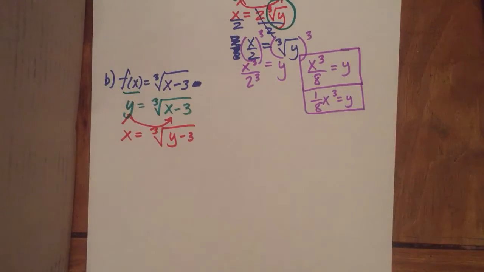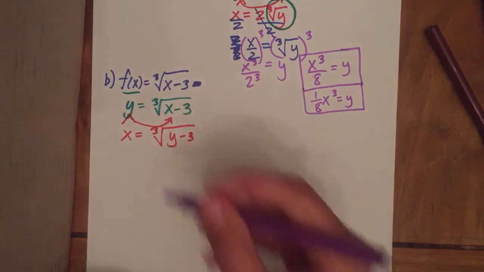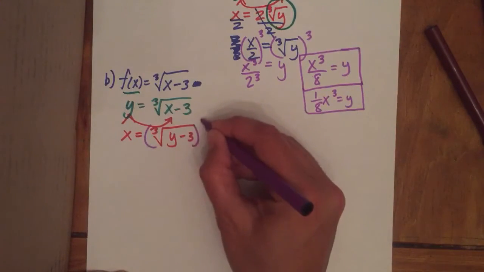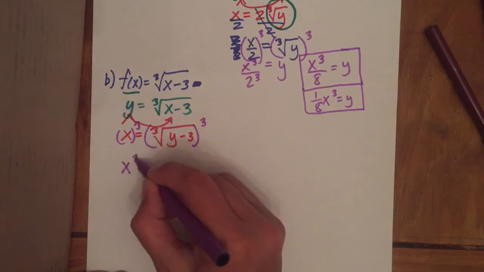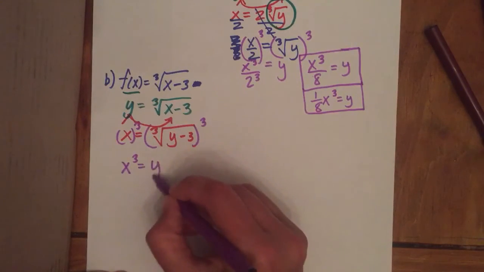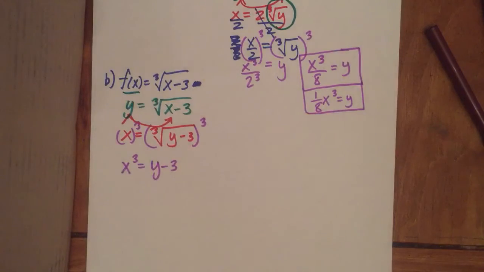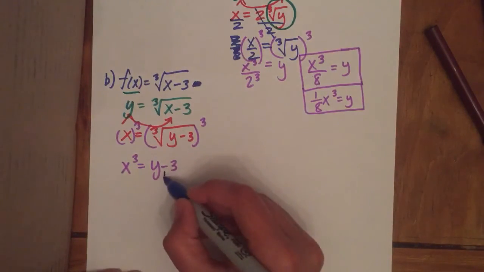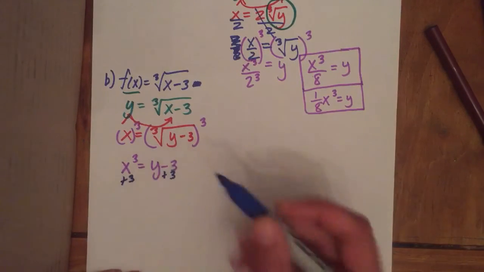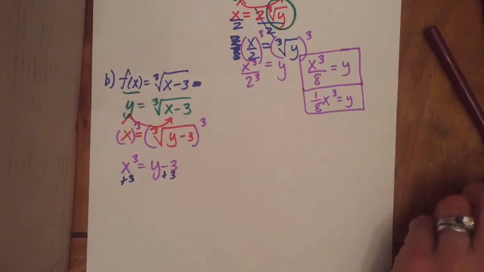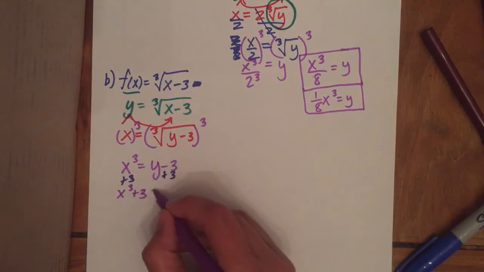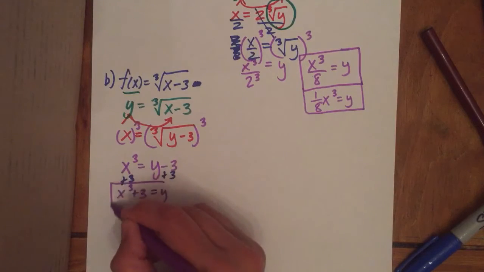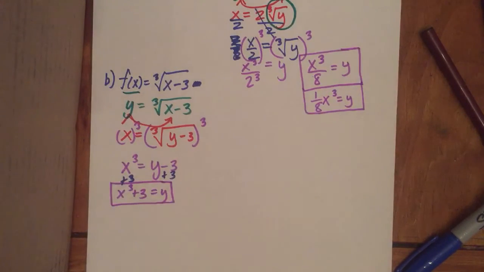So what we're going to do is cube both sides because we want to get rid of that cube root. The way to get rid of the cube root is to cube. So x cubed on this side and y minus 3 on this side. So my last step is to get the y by itself. I'm going to add the 3 to both sides. And so my inverse function is x cubed plus 3 equals y. And that is my inverse function.